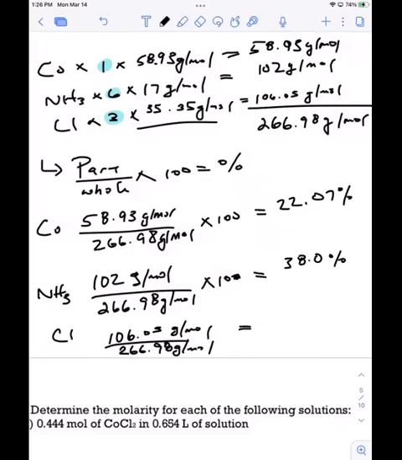And then chlorine will have it by default. It's got to make up the difference to get to 100%, right? So what do we have for chlorine? It should be somewhere close to 40%. I got 39.72%. 39.72. Yes, sir. All right, we'll take it.